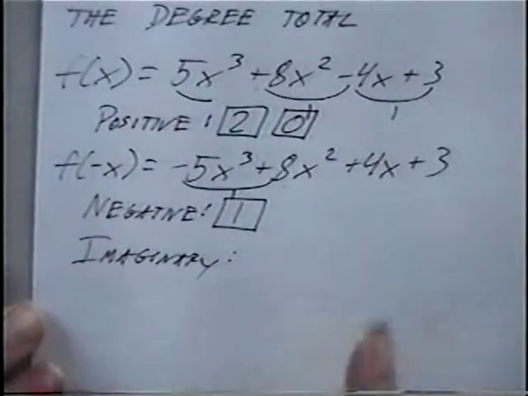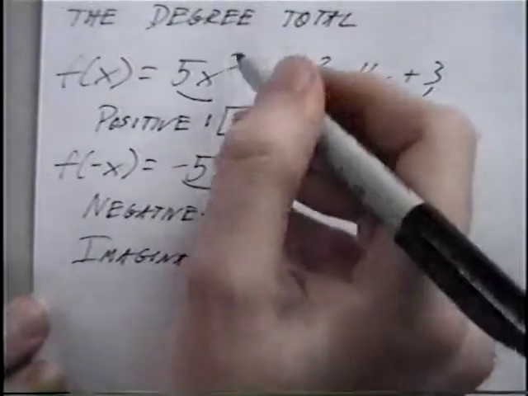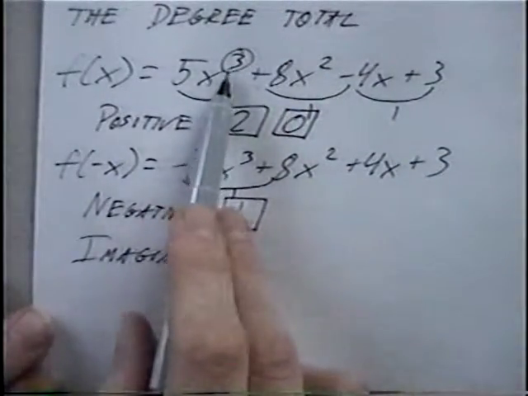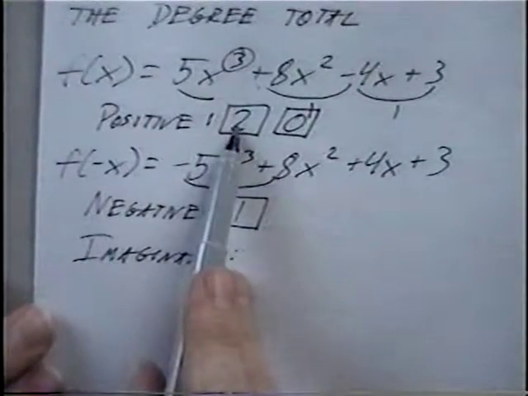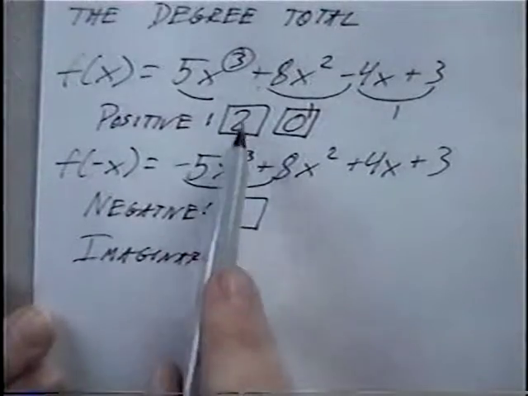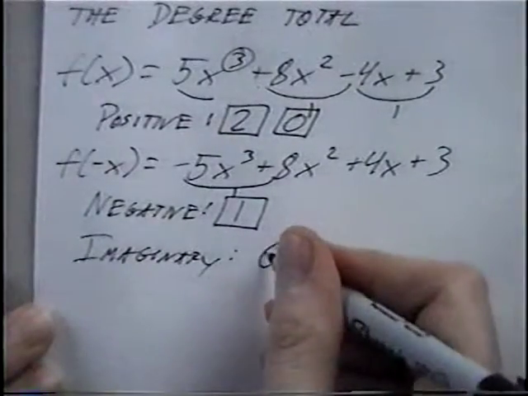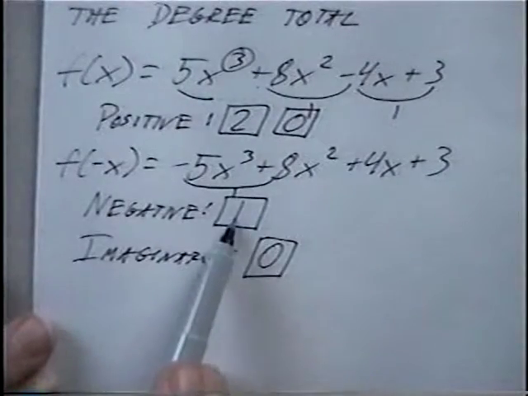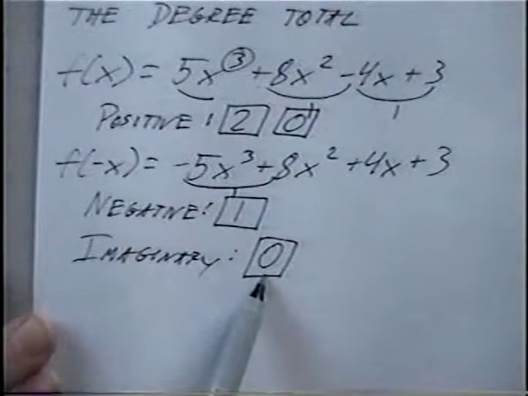If we look back at the original question, it's x to the third power, which means there has to be 3 answers to this polynomial, 3 zeros. If we have 2 positive numbers and 1 negative number, that already adds up to 3. So if these add up to 3, then you could have 0 imaginary. You could have 2 positive, 1 negative, and 0 imaginary.